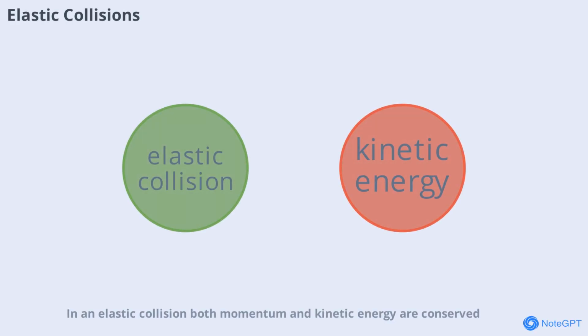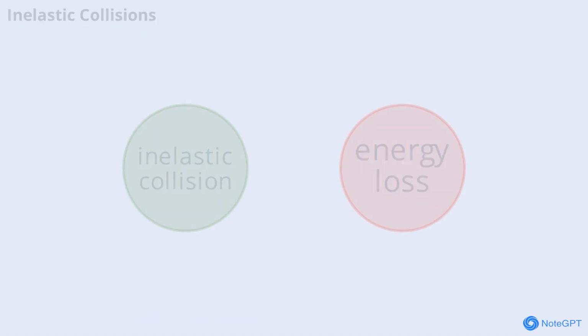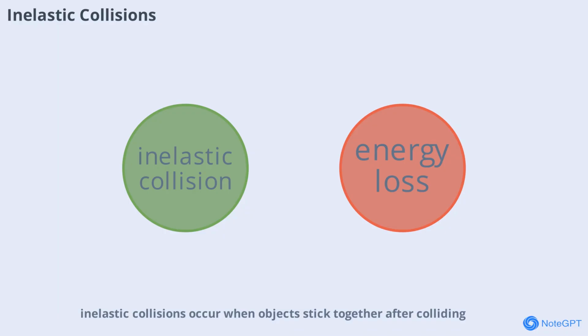In an elastic collision, both momentum and kinetic energy are conserved. Think of two billiard balls striking each other on a pool table. After they collide, they bounce away without losing speed or energy. Elastic collisions are idealized, but they help us understand how momentum and energy interact in real-world scenarios, especially in physics experiments and games. In contrast, inelastic collisions occur when objects stick together after colliding, and some kinetic energy is lost, usually as heat or sound.